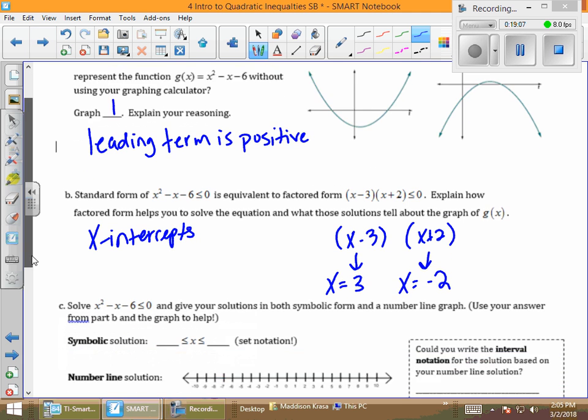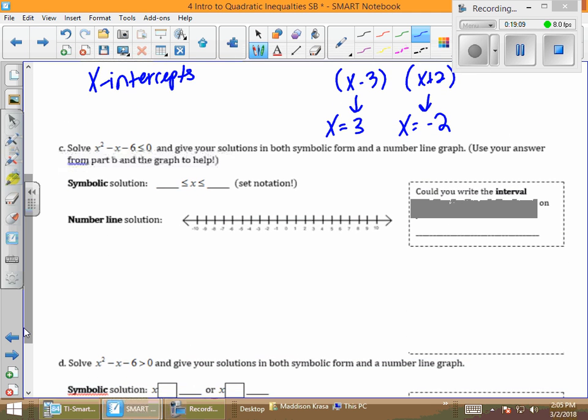All right, now we're going to go to our inequality piece here. It says solve your equation and give your solutions in both symbolic form and number line graph. Okay, so I want you to think about our answers 2 and 3, and our sign is less than. So if we know that the graph is pointed up, and it's from negative 2 to 3, we're talking about a low point. So we're going to write negative 2 to 3 for our set notation.